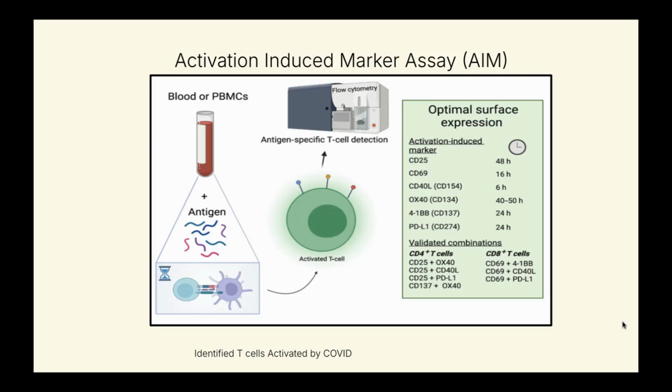AIM assays work by exposing T cells to specific viral peptides and then detecting surface markers that appear when the T cells become activated. This allows researchers to identify antigen-specific T cells without relying on cytokine production.